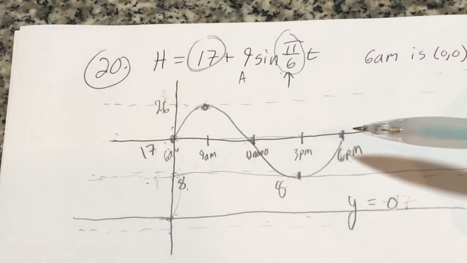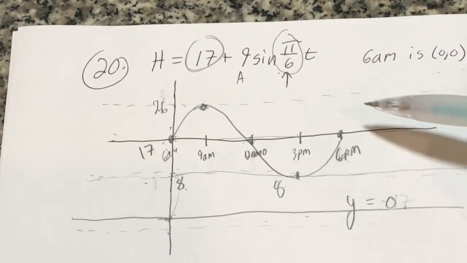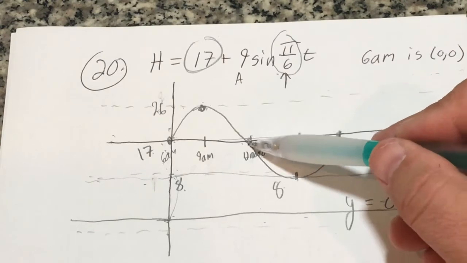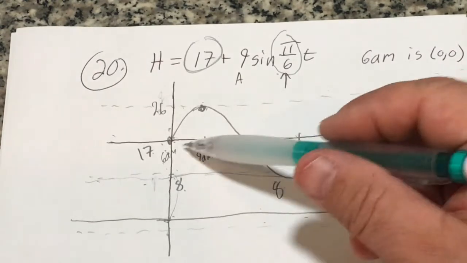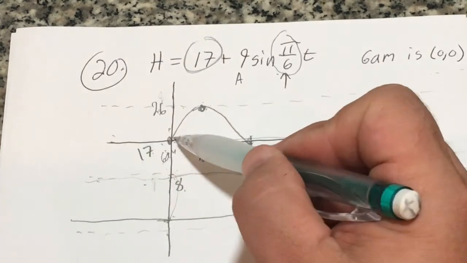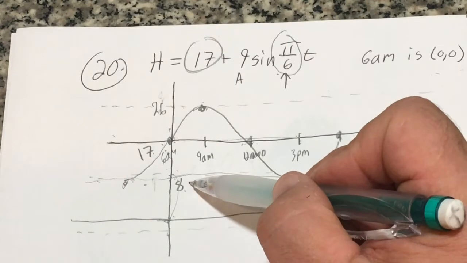The height of the water at 6 p.m. is 17 feet. The height of the water at midnight, ooh, that's a tough one. I have to keep going. I think it's going to cycle 12 hours from there. It's going to be back to there. So it's going to be back at 17 feet. And then the height of the water at 3 a.m. Oh, I don't have a 3 a.m. here. I have a 3 p.m. I'm going to go back another 3 hours backwards. So that would give me 3 a.m. And I'm going to say it's going to be at 8 feet.